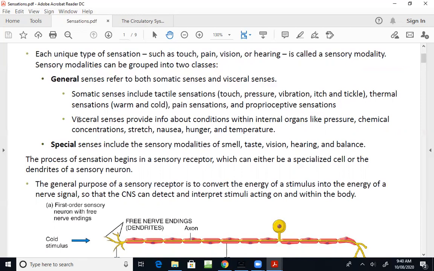Anything about visceral sensations of conditions taking place in our internal organs. Remember the term viscera or visceral refers to internal organs, things like your stomach and intestines, blood vessels within the brain, and so on. So we're monitoring things internally like pressure, whether that's blood pressure or osmotic pressure, chemical concentrations like calcium levels and oxygen levels, stretch, which could be stretch of the stomach or bladder, nausea, hunger, and temperature.